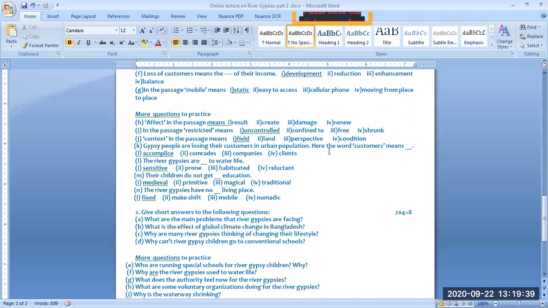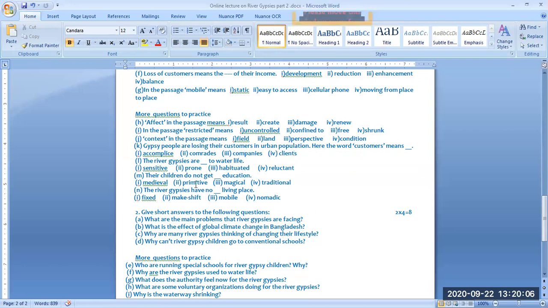Then context, the correct synonym should be field, land, perspective, condition. The correct answer should be perspective here. Gypsy people are losing their customer in urban population. Here, the word customer means clients. Accomplice, comrade, companies, client. Client is the correct option here, option 4.